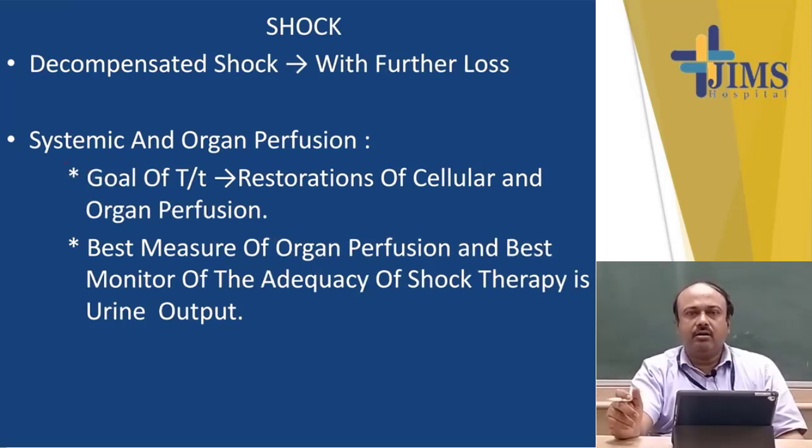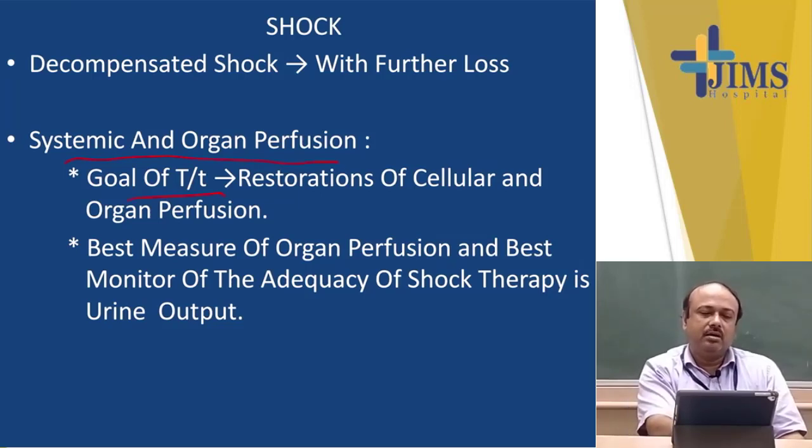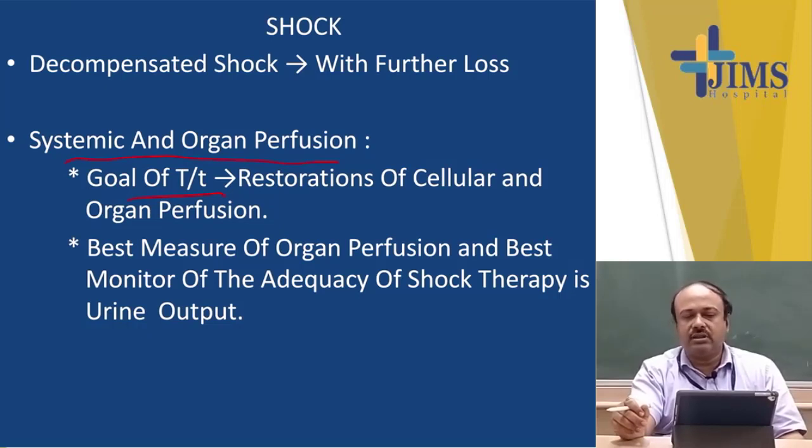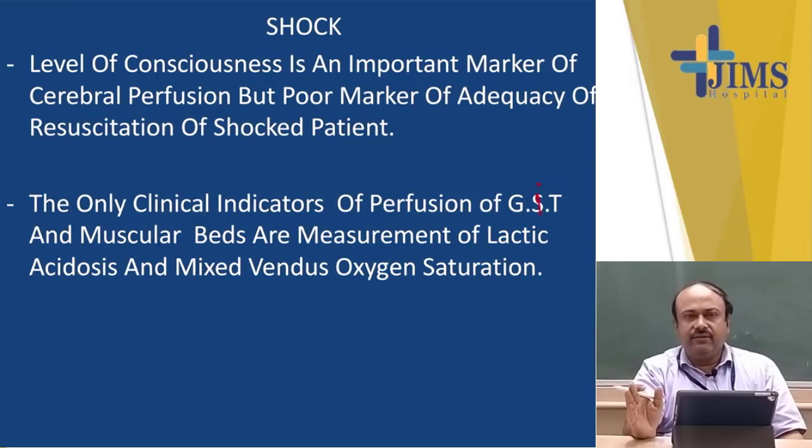Now, coming to the systemic and organ perfusion, goals of treatment of shock. The goal of treatment of shock is restoration of cellular and organ perfusion, and the best measure of organ perfusion and best monitor of adequacy of shock therapy is obviously urine output. The level of consciousness is an important marker of cerebral perfusion but a poor marker of adequacy of resuscitation of shock patients. The only clinical indicators of perfusion of the GIT and muscular bed are measurement of lactic acid and mixed venous oxygen saturation. These two are very important.